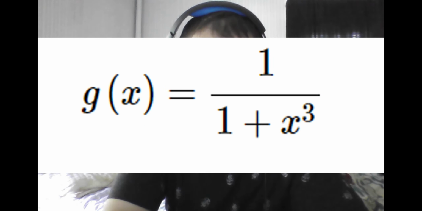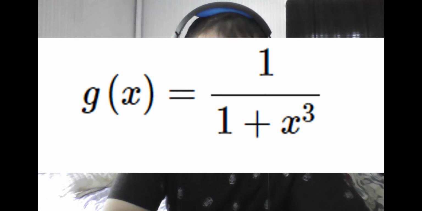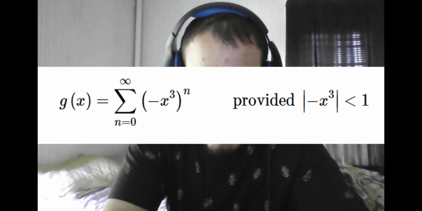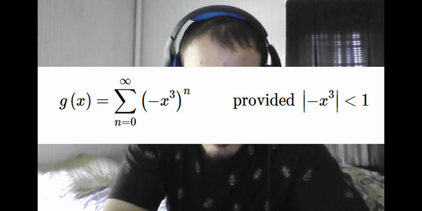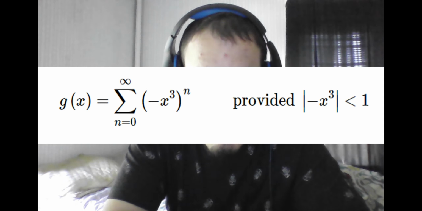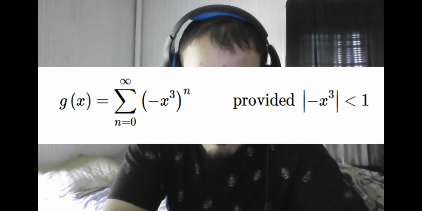We would rewrite this function as 1 minus negative x cubed, so that we can condense it into a geometric series, as the geometric series formula involves a minus, where the coefficient a is 1 and where the r or ratio is negative x cubed, provided that the absolute value of negative x cubed is less than 1.